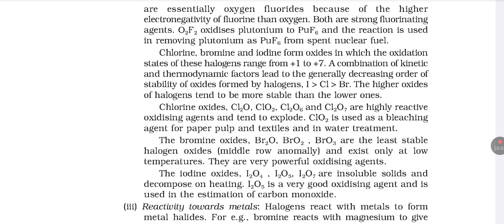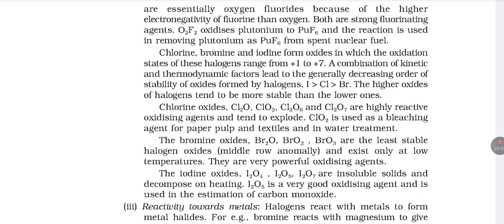O2F2 oxidizes plutonium to PuF6, and the reaction is used in removing plutonium from spent nuclear fuel. Chlorine, bromine, and iodine form oxides in which the oxidation state of these halogens ranges from +1 to +7. A combination of kinetic and thermodynamic factors leads to the generally decreasing order of stability of oxides formed by halogens. The greatest is iodine, decreasing through chlorine and bromine. The higher oxides of halogens tend to be more stable than the lower ones.